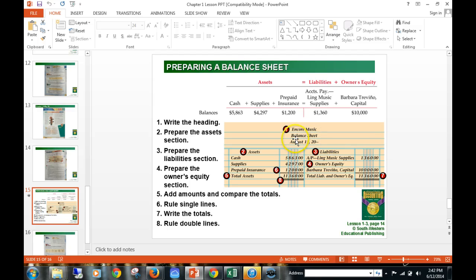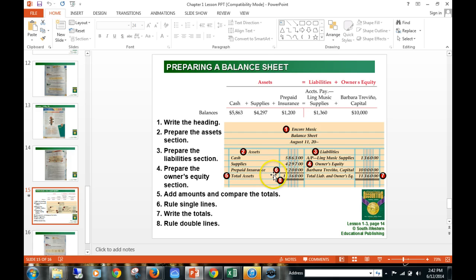We're going to put the date of when we run the report. Second step was we're going to put the category names at the top. Assets. It's always going to be centered, and we're going to bold it, and make it stand out from the names of our actual accounts. These are our asset accounts and their balances.